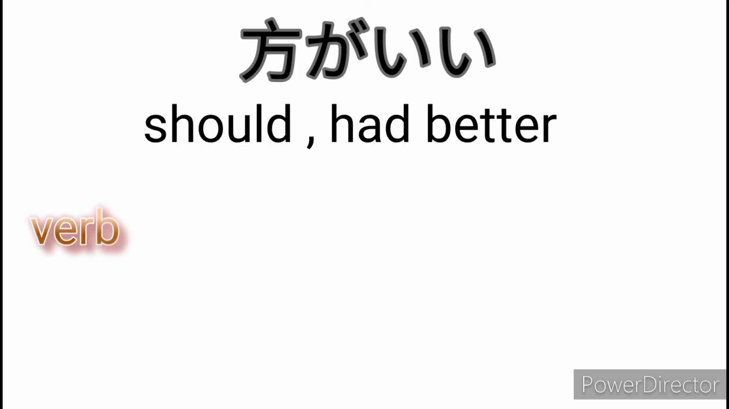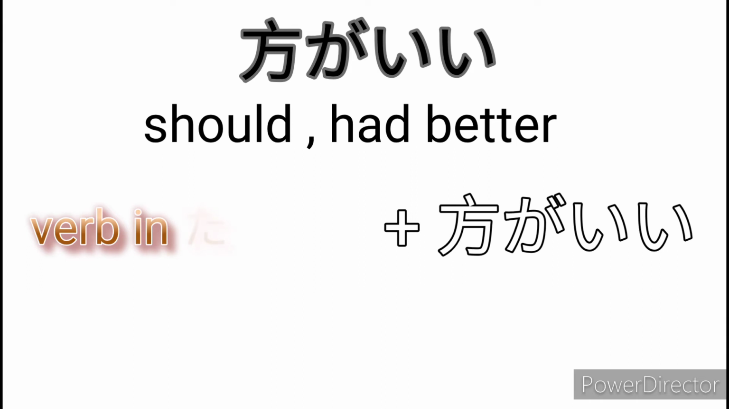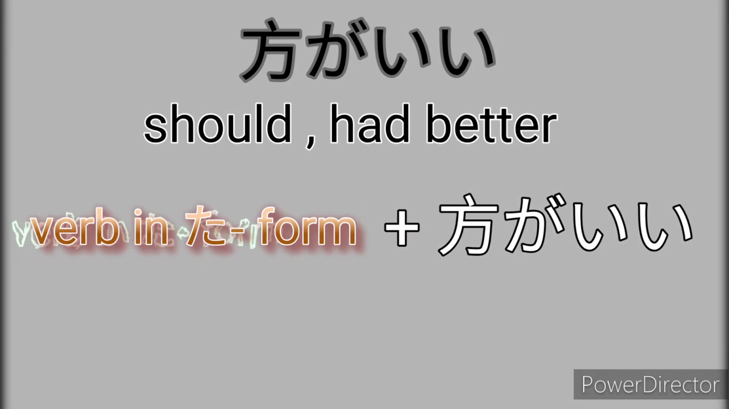Let's just take a look at this piece of grammar. Hō ga ii means should or had better. The structure is combined from the verb in the ta form plus hō ga ii.